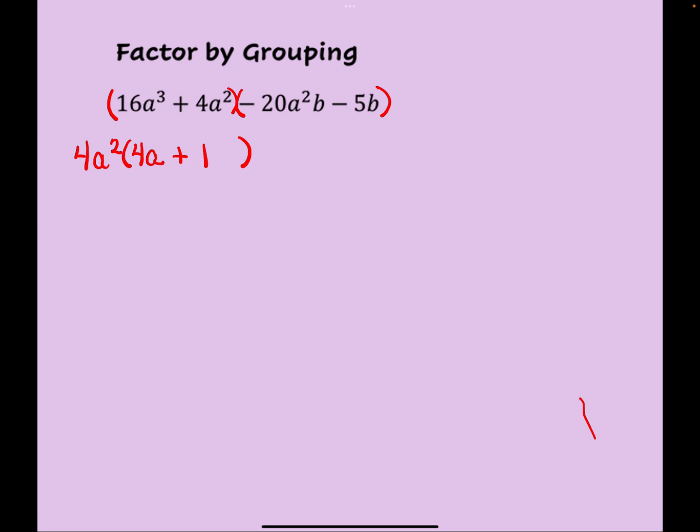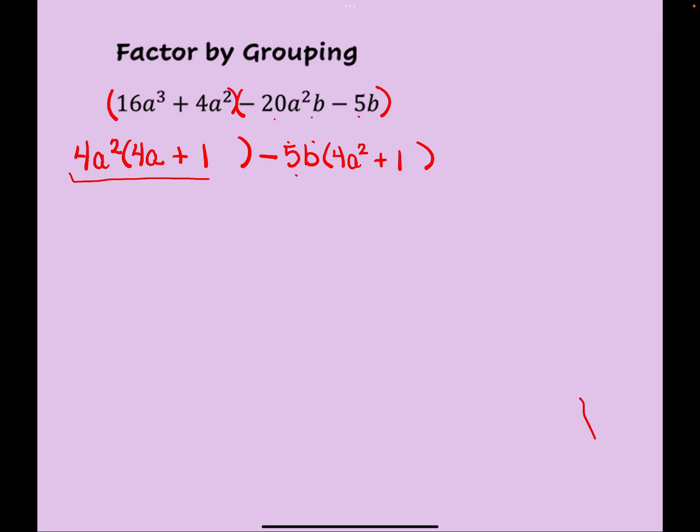Now, the second group has a negative up front, so I'm going to bring out that negative. Then 20 and 5 can both be divided by 5, and both terms have b. So what's left over in the group? I have negative divided by a negative is positive. 20 divided by 5 is 4. A squared is left on the inside, and b divided by b, there's nothing left for b-wise. Negative 5b divided by negative 5b gives me positive 1.